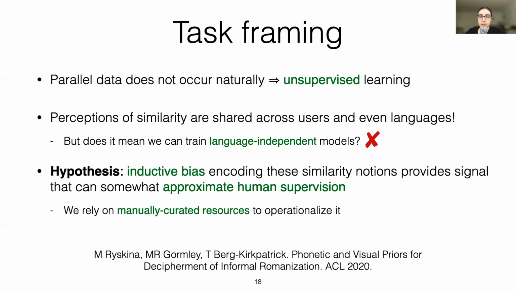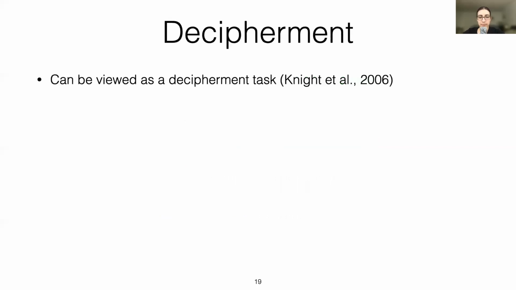As I've shown before, both the visual and the phonetic similarity can be really creative and complex. So it's not easy to operationalize them and capture all this nuance. So instead of doing that, we're just going to use resources that people have built manually with the same concept of similarity in mind. I'll give more detail on this in a bit.